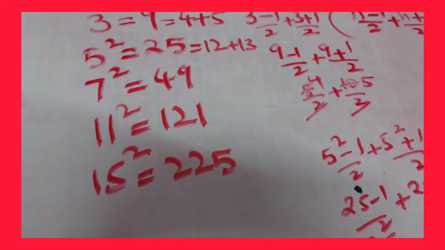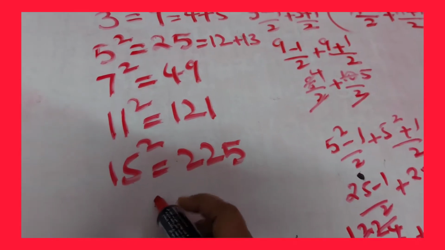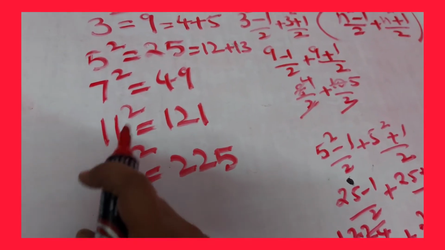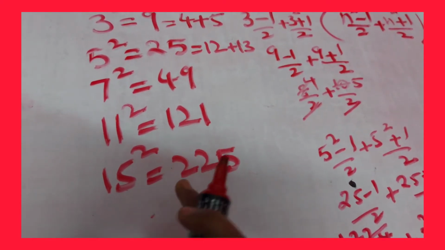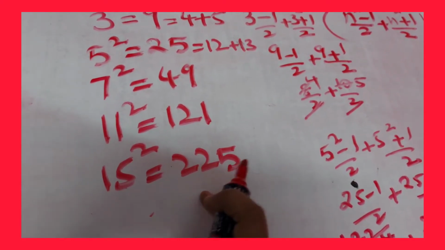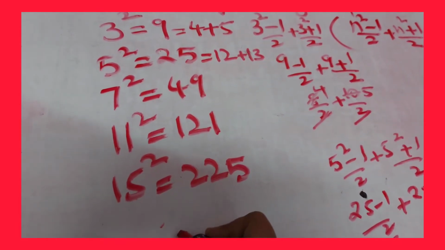Same for 49 also you have to do the same. For 121 also you have to do the same. For 15 square also you have to do the same here. Okay, we'll try for 49 also.